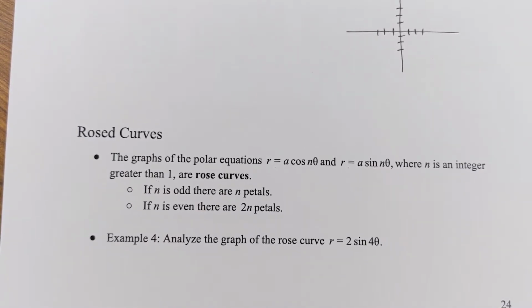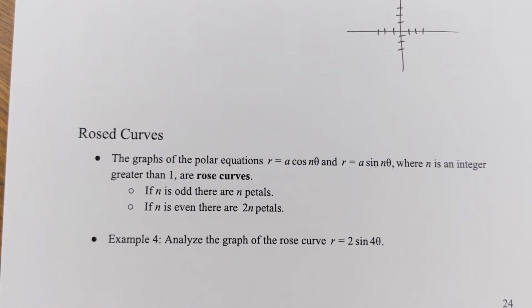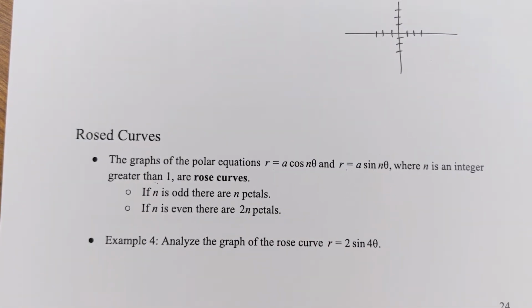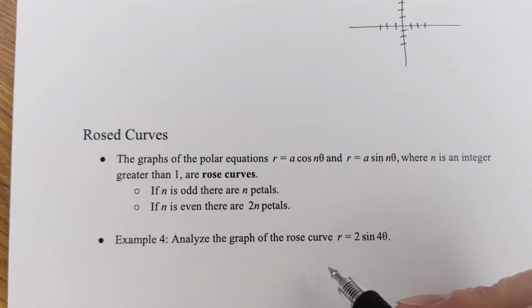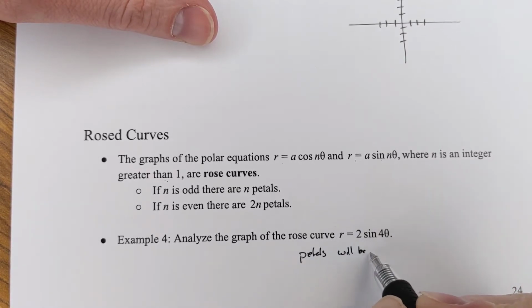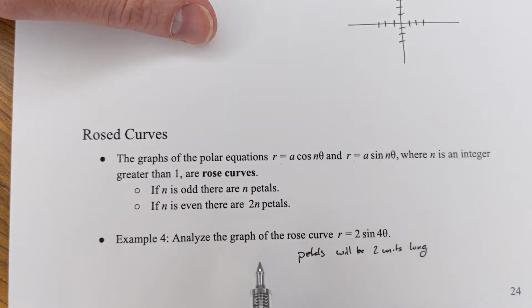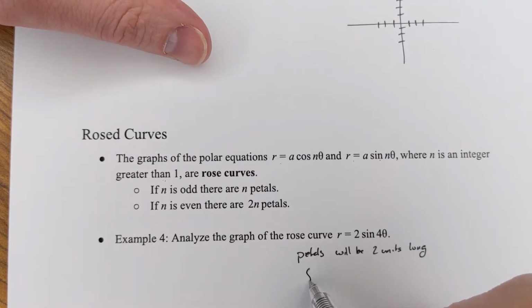So let's see here. Pretty much what you're looking at here is that your petals will be 2 units long. N is even, so there will be 8 petals total.